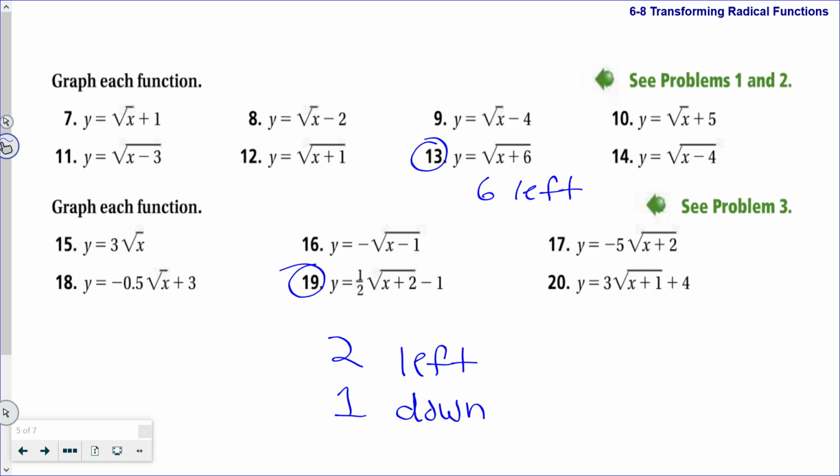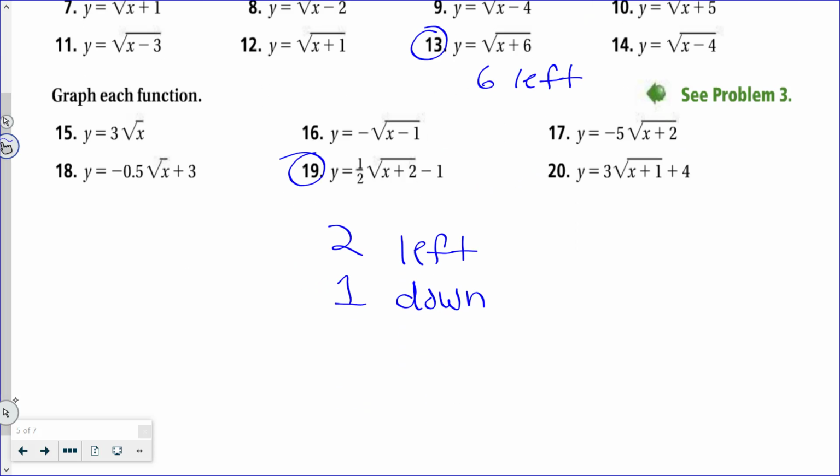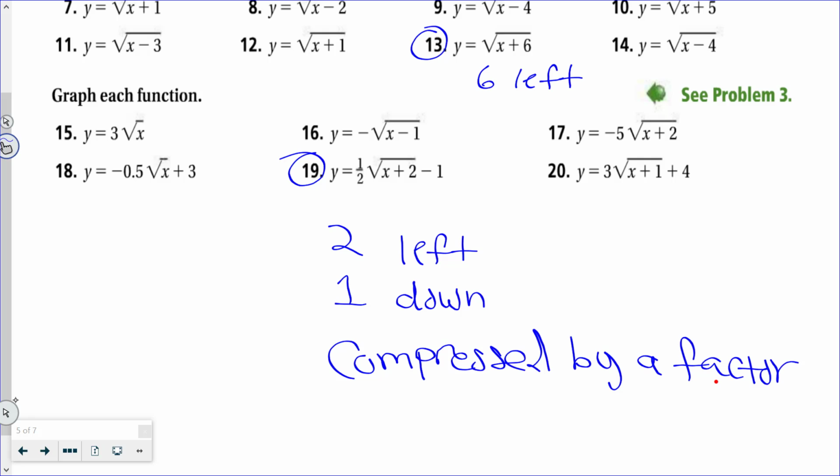And the 1/2. Not a problem. Does anyone remember what the 1/2 means? Michael? Not a stretch. Compression. Compression by half. Does everyone remember how to tell the difference between a stretch and a compression? Can you explain the difference? If it's over 1, it's a stretch. Yes. And if it's under 1, it's a compression. So if it's bigger than 1, it's a stretch. If it's between 0 and 1, it's a compression. The absolute value. So this would be compressed by a factor of 1/2.